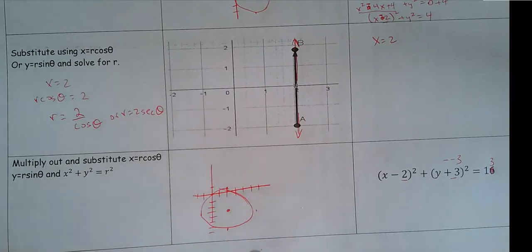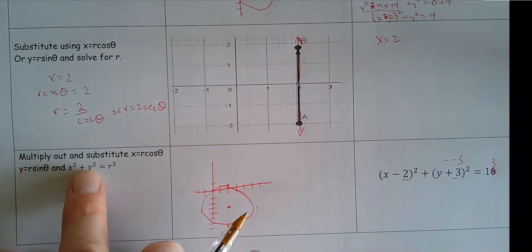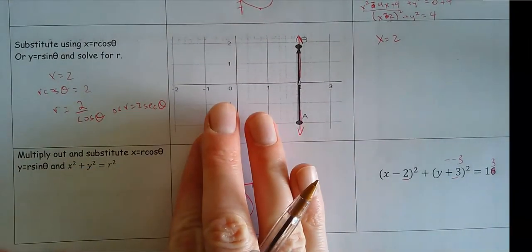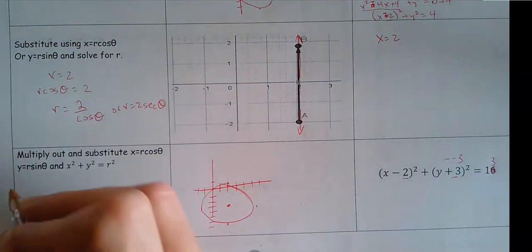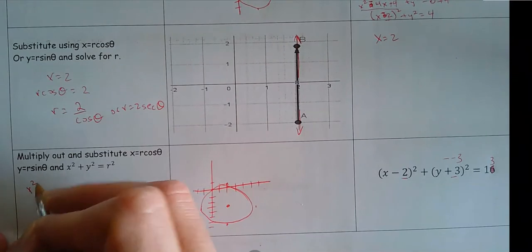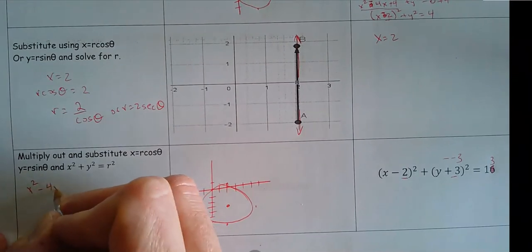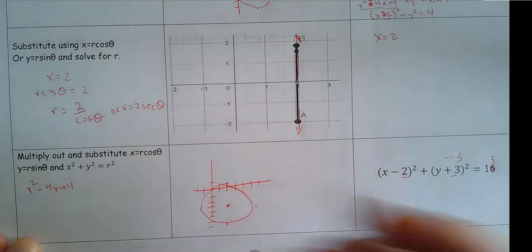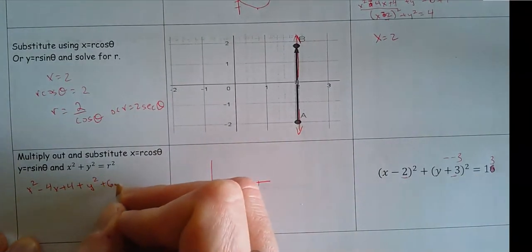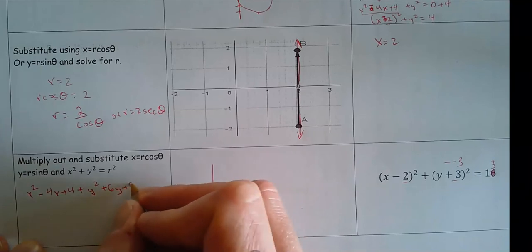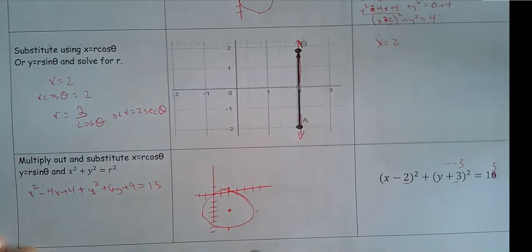Now, to convert that back, if I want to make this in polar form, I don't need the graph. I can cover that up. Multiply these out. So I'm going to FOIL these out. So x squared minus 4x plus 4 plus, and then y plus 3 squared would be y squared plus 6y plus 9 equals 13.